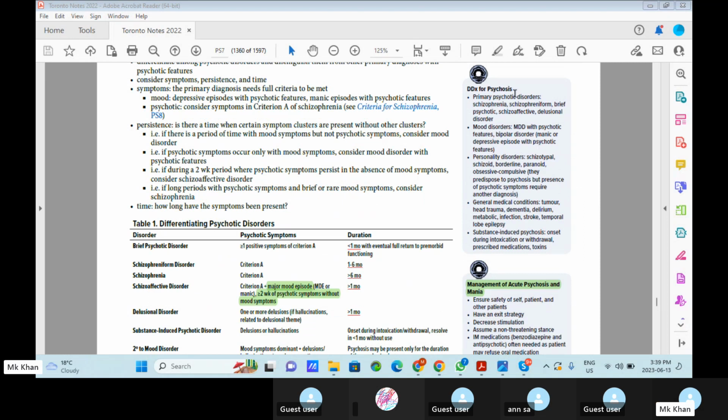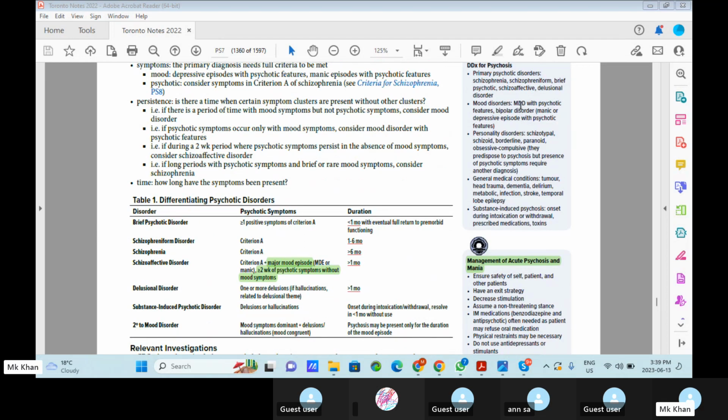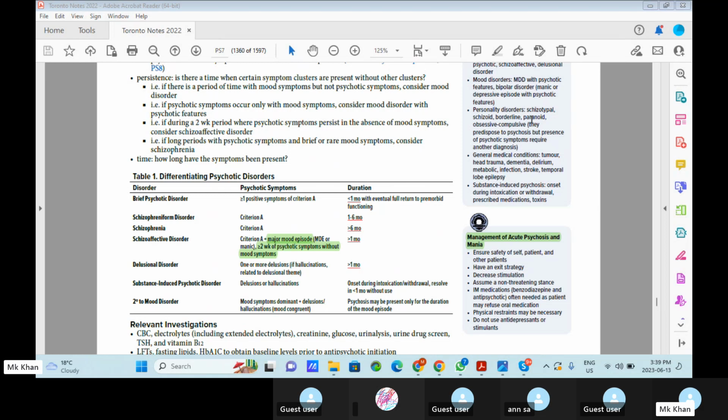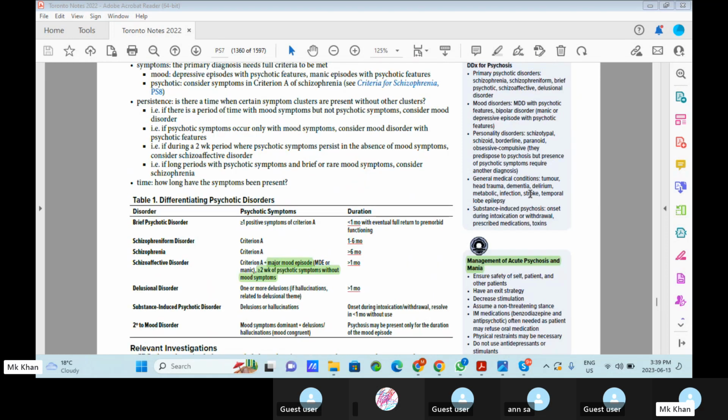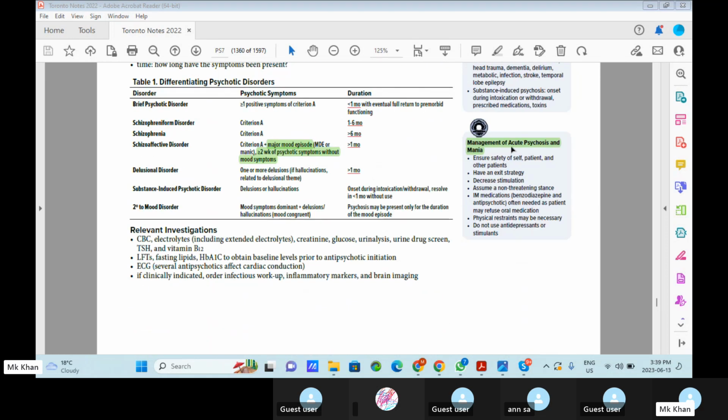So this is also the differential diagnosis, like primary disorders, schizophrenia, schizophreniform, all that. Then there will be mood disorders with psychotic features, then personality disorders, then general medical conditions, substance induced. So we will study all these in detail.